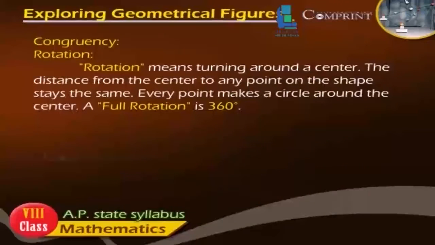Rotation. Rotation means turning around a center. The distance from the center to any point on the shape stays the same. Every point makes a circle around the center. A full rotation is 360 degrees.